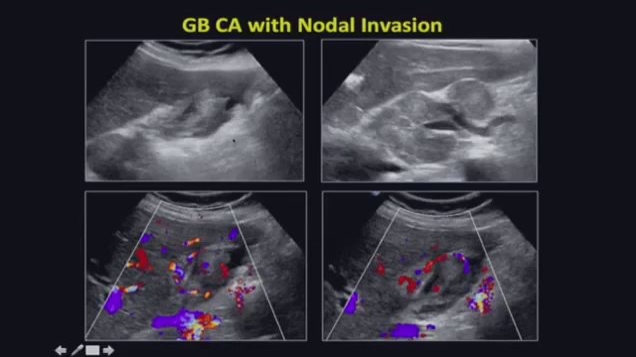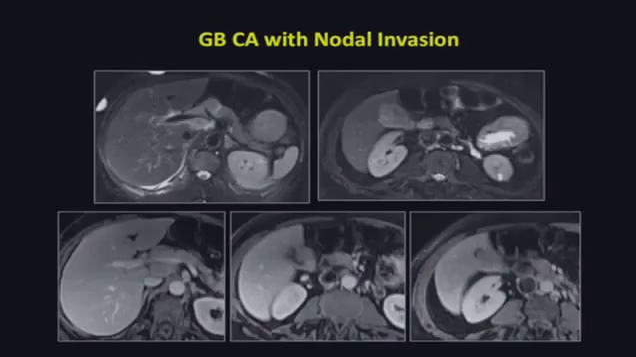Another patient presenting with pain, the gallbladder shows presence of a mass, significant peripancreatic lymphadenopathy, and color flow Doppler again shows evidence of vascularity within the soft tissue lesion within the gallbladder, highly consistent with gallbladder carcinoma.